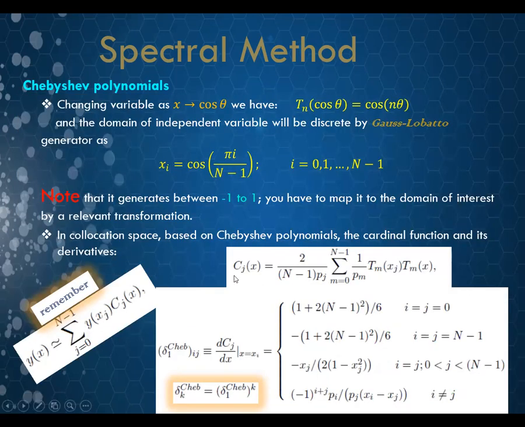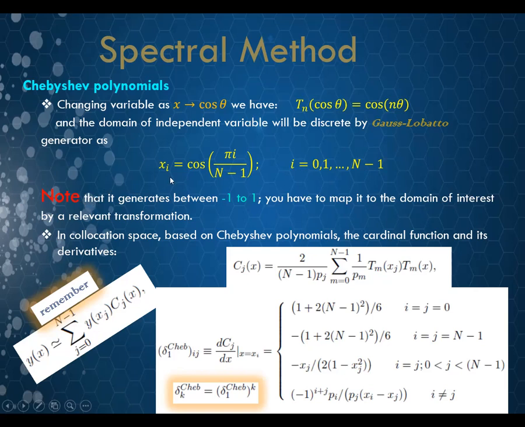Also, by changing the variable x to the cosine of theta, we have T_n of cosine of theta is cosine of n theta. Based on this definition, you can discretize the independent variable domain with a cosine generator, cosine of pi i over n minus 1. That is known as the Gauss-Lobatto generator. And it is clear that the grid points are not equidistant in this method.